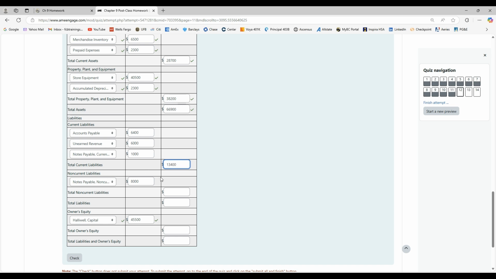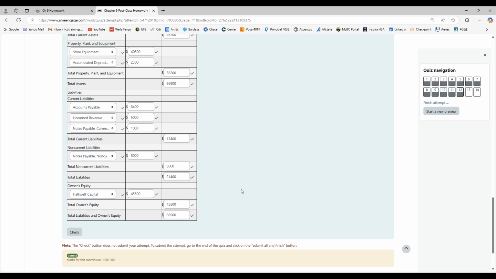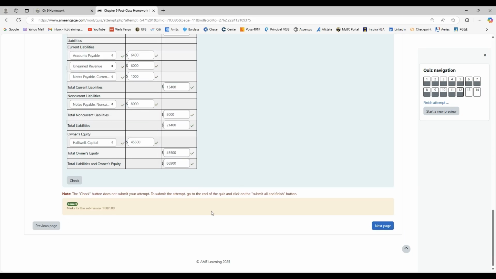So if we add these all up, we get 13,400. You don't have to add anything here, it's just that one number. And then you take the 13,400 plus 8,000, 21,400. Again, owner's equity is just one number. It's not something we have to add to get a total, but that's fine. 21,400 plus 45,500, 66,900. All right, oh, that's good. Total liabilities and owner's equity equals total assets. So feeling pretty good. That's a good sign. Got it all in there, 100%, and good to go.